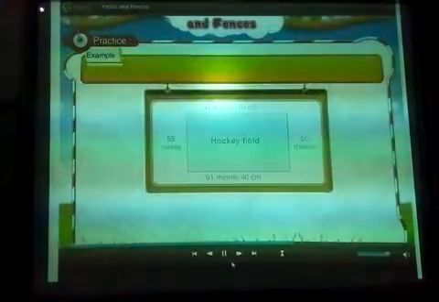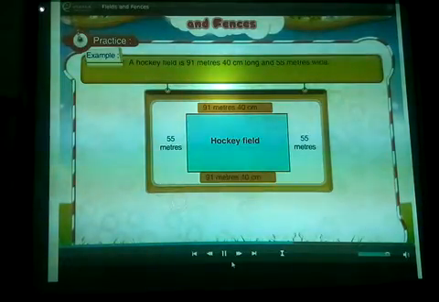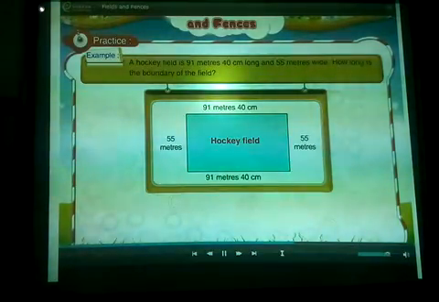Example. A hockey field is 91 meter 40 centimeter long and 55 meter wide. How long is the boundary of the field?